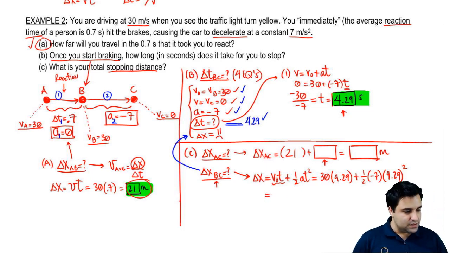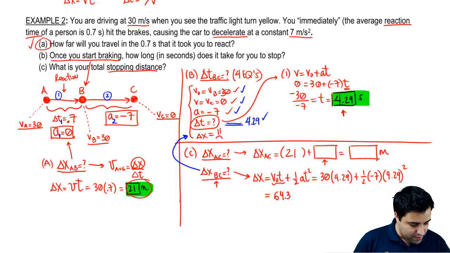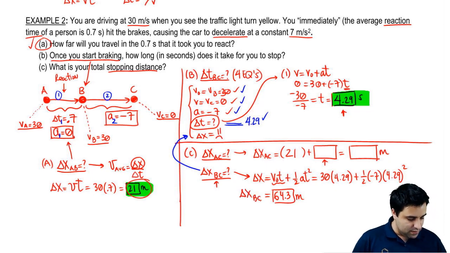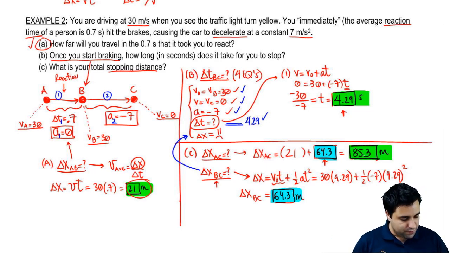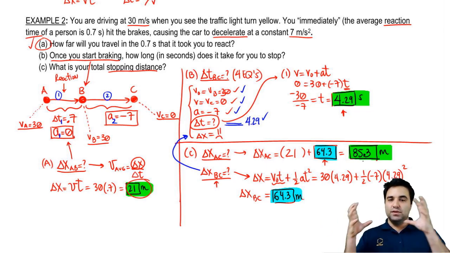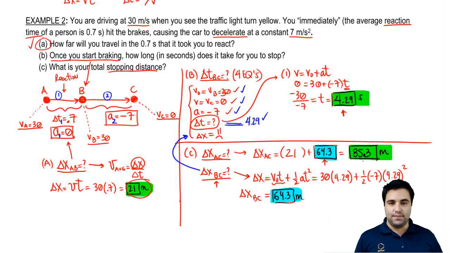And when you do all of this, I get 64.3 meters is my delta x from B to C. Okay, but we're not done yet. You've got to plug this in here. So 64.3, my final answer is 85.3, and that is the total displacement from A to C, right? So once again, in these questions, you're going to break them into small pieces and then put it back together at the end. All right, that's it for this one.